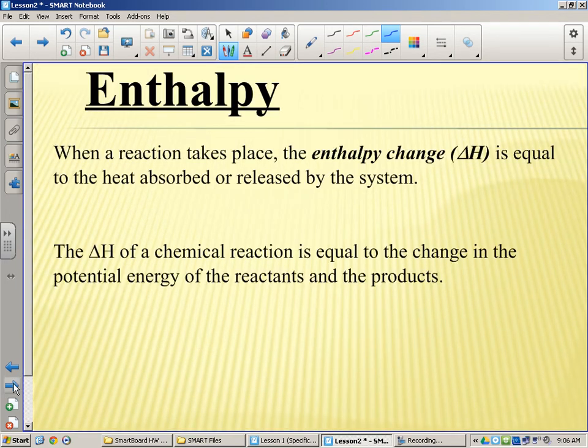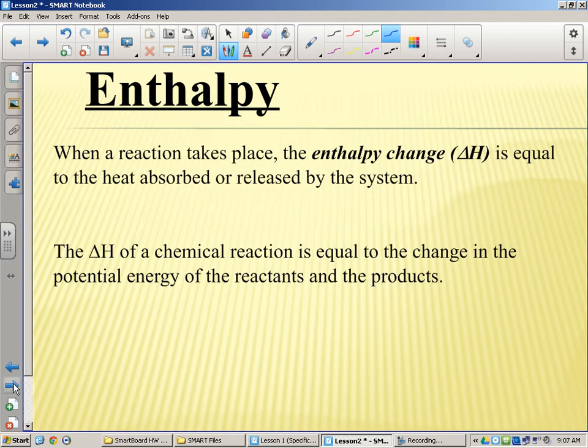We're going to look at something called enthalpy. Enthalpy is a fancy word basically to talk about how much energy is either gained or lost in these reactions, which really involves endothermic and exothermic reactions. It's the heat that's involved with that. In joules, for example, or kilojoules, how much heat is required for this reaction to take place, how much heat is given off if this reaction takes place. That's what enthalpy is, okay? When a reaction takes place, enthalpy change, also known as delta H, is equal to the heat absorbed or released by the system, okay?